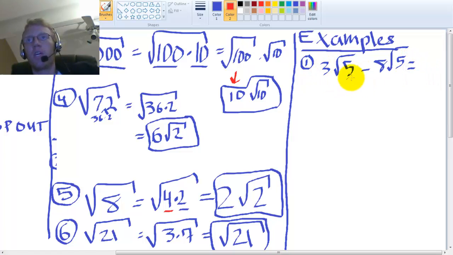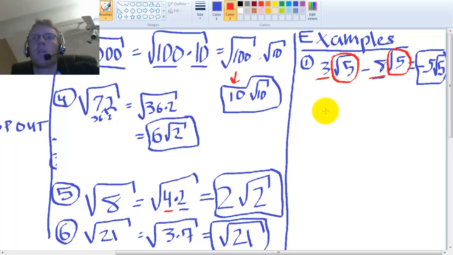So I have 3 of these things, 3 of these root 5 objects. Root 5 could be a dandelion or a flower of some other sort. So 3 flowers minus 8 flowers equals, well, what's 3 minus 8? 3 minus 8 is negative 5. And negative 5 what? Negative 5 of these flower objects, which look like square root of 5 suspiciously. Okay, so adding and subtracting, combine like terms.